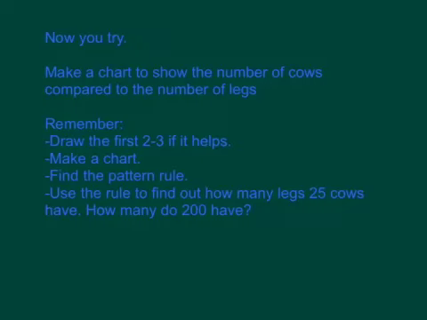Now you try. I want you to make a chart to show the number of cows compared to the number of legs that you would have altogether on your cows. So remember, draw the first 2 to 3 if it helps. Make a chart, find the pattern rule, use the rule to find out how many legs 25 cows would have, how many do 200 have. You can do random numbers, find out how many legs there would be on 3,675 cows. You might want to use a calculator for that one. Go ahead and do this one in your notebook. There should be a page there for the number of cows problem.